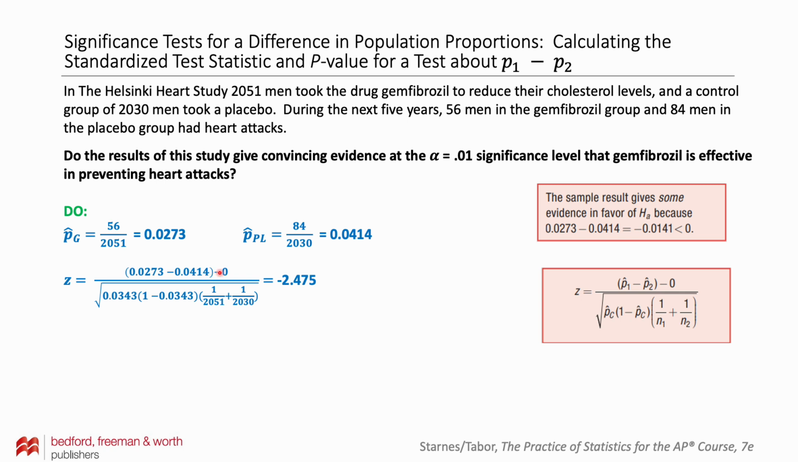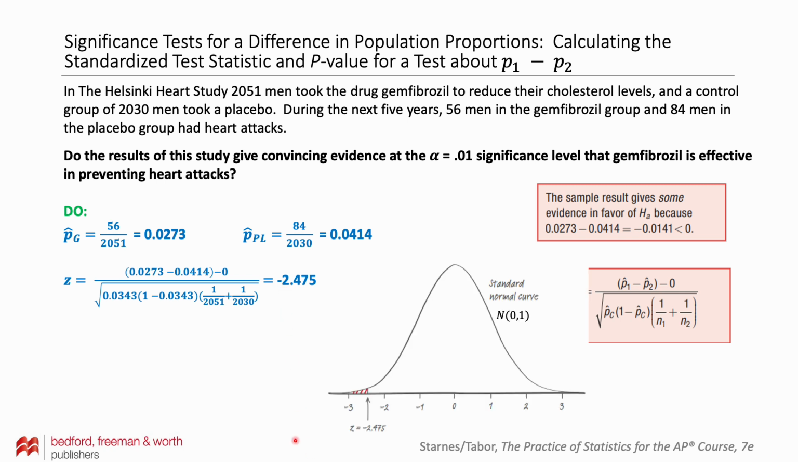When we find the difference, we get negative 0.0141, minus our parameter. And remember, we go back to our null hypothesis, which was equal to 0, over our standard error. And remember, we're using the p hat combined information there. And we end up with our z to be negative 2.475.